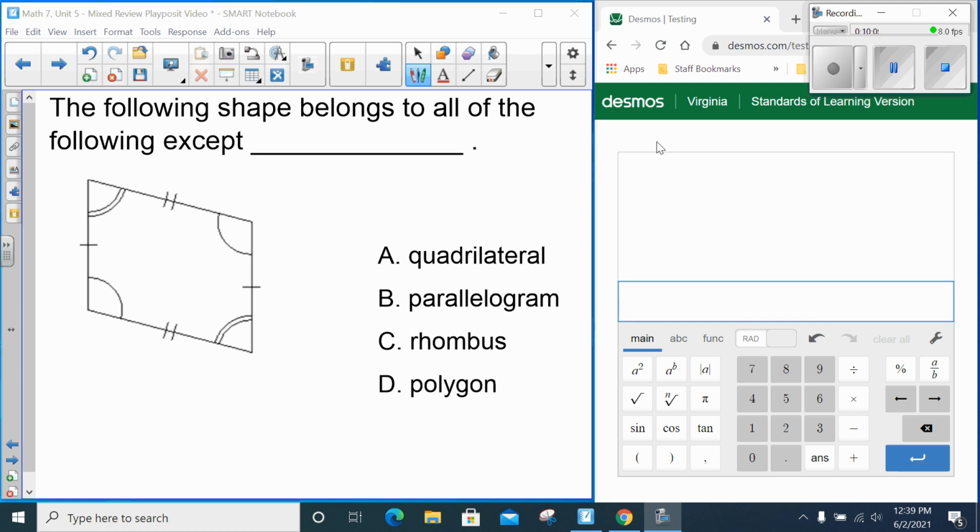Question 6 says, the following shape belongs to all of the following except blank. And then we have some choices. This belongs to everything but quadrilateral, parallelogram, rhombus, or polygon.